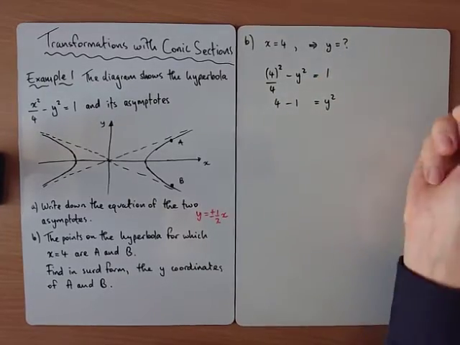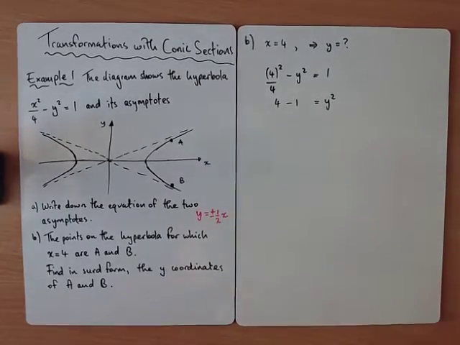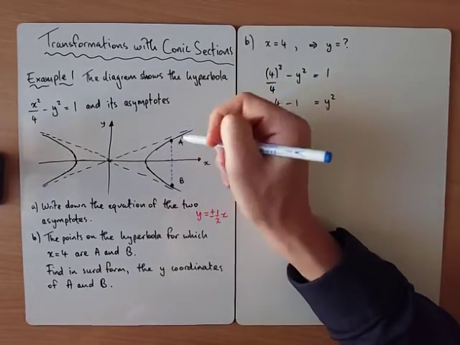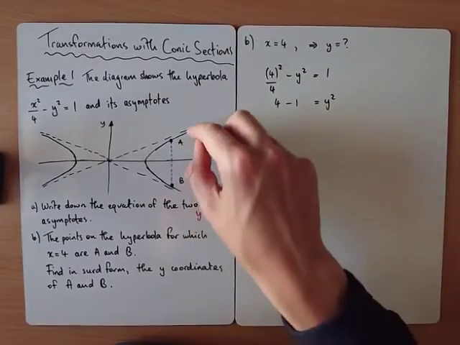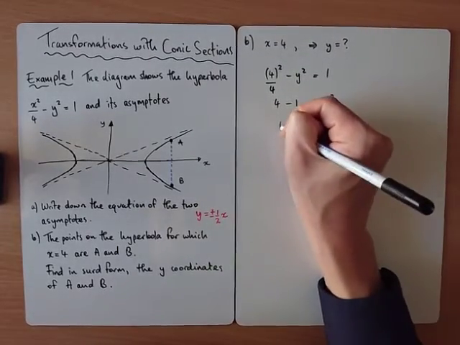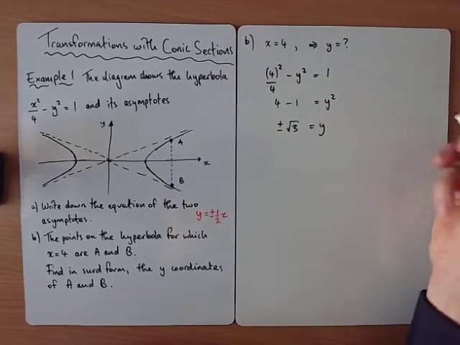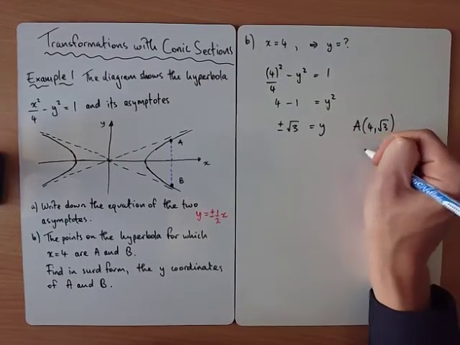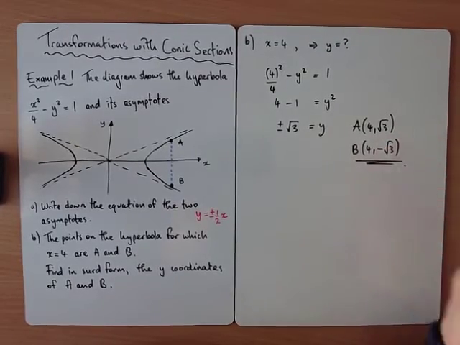You can clearly see here, just look at the diagram, there's going to be 2 solutions, and these hyperbolas have a lot of symmetry involved as well, so you should already realise that whatever the y coordinate for A is, the y coordinate for B would be the negative version of that, just because it's symmetrical about the x-axis. So plus or minus, don't forget to square root with the plus and the minus. So we could say therefore A would be 4, root 3, and B would be 4, minus root 3.